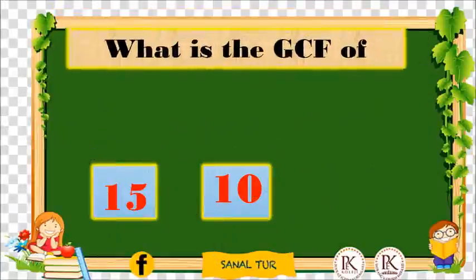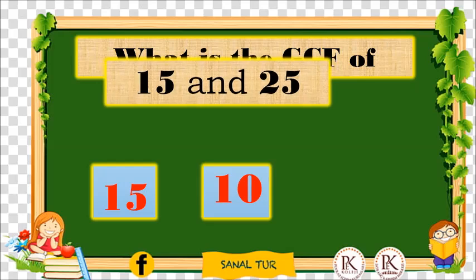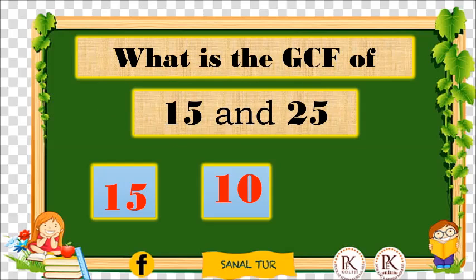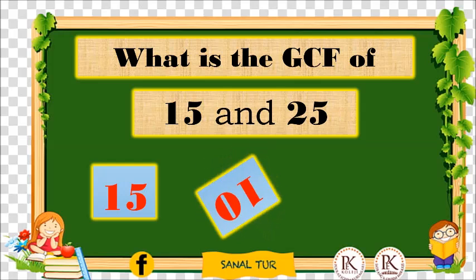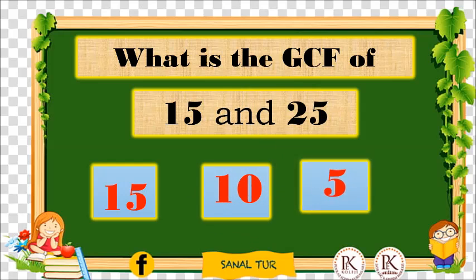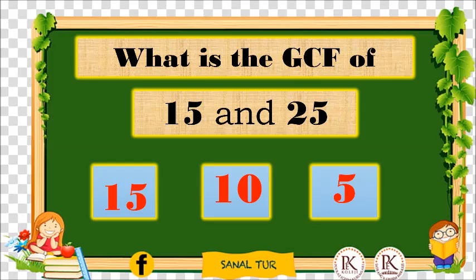Next example. What is the GCF of 15 and 25? I have number 15, number 10, number 5. So what do you think is the GCF of 15 and 25? The correct answer is number 5. So, bravo again. You clap 3 times. 1, 2, 3.